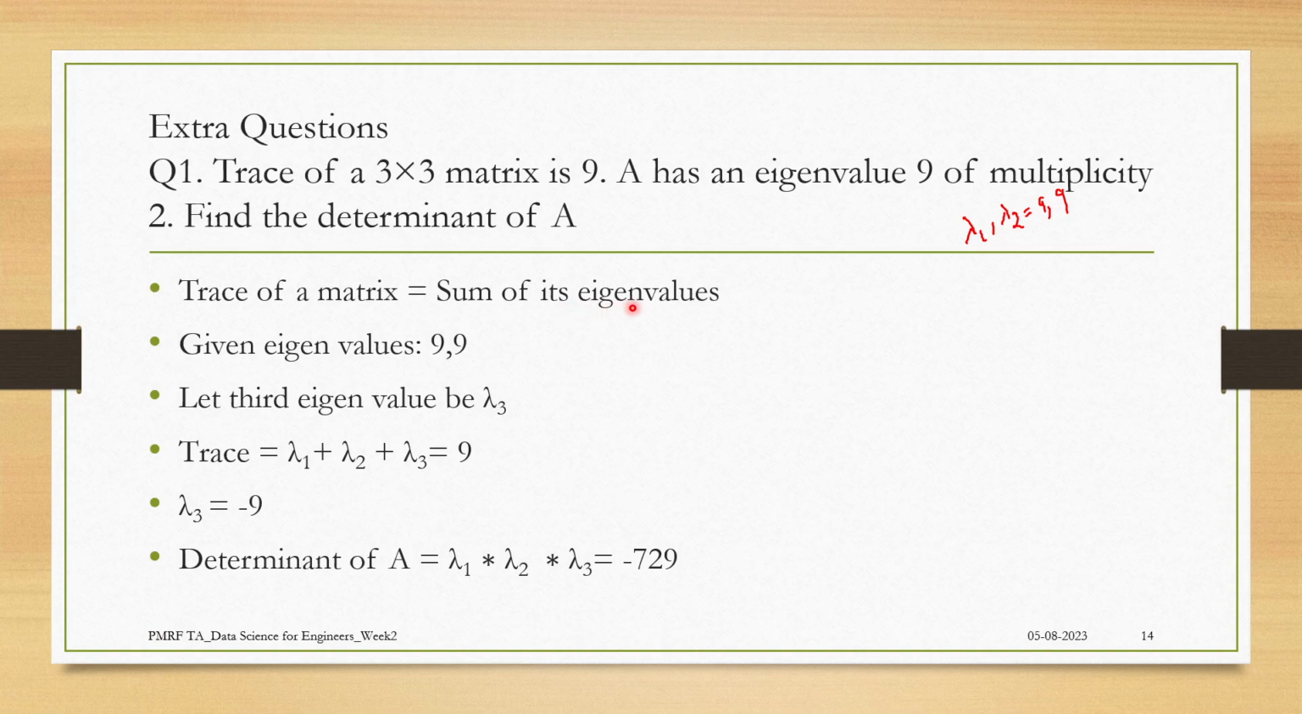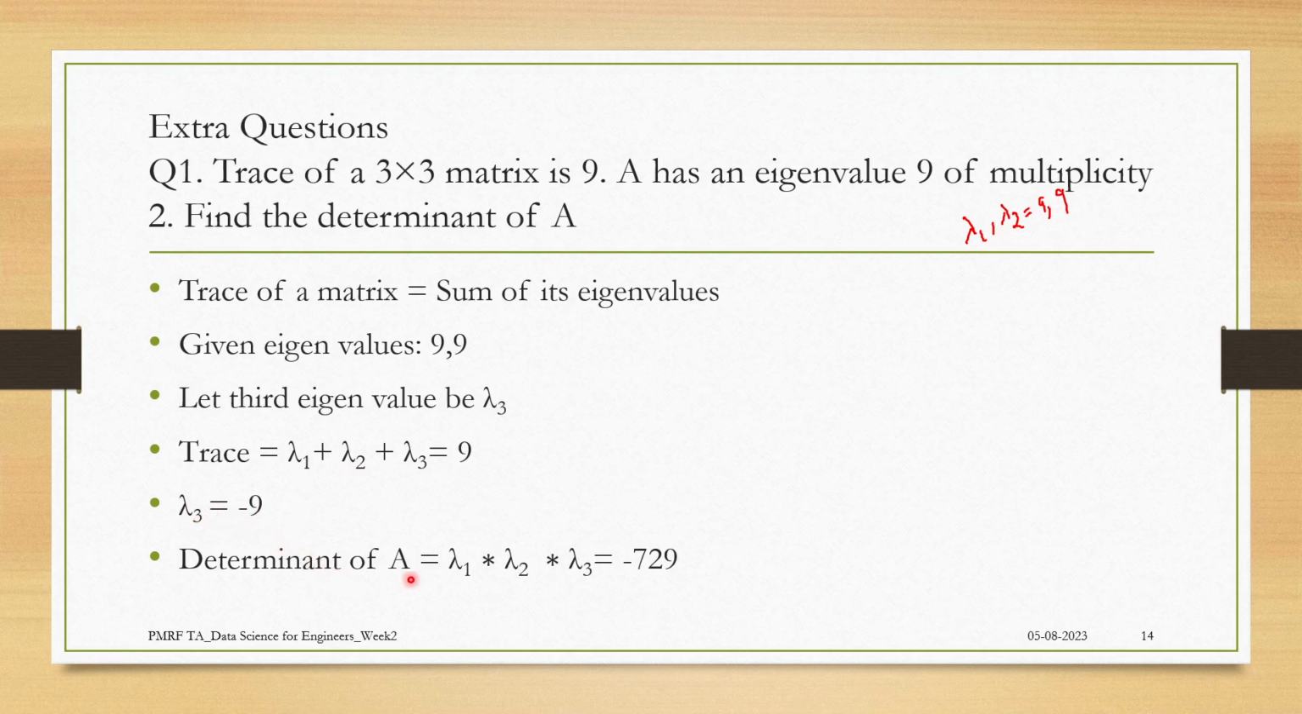Trace of a matrix is the sum of its eigenvalues. Given eigenvalues are 9, 9. It's a 3 by 3 matrix, so in total there will be 3 eigenvalues. So lambda 1 plus lambda 2 plus lambda 3 is the sum of the eigenvalues, which is equal to the trace, given as 9. Since you have got both the others as 9, it will be 9 minus 18. Lambda 3 will be coming as -9.